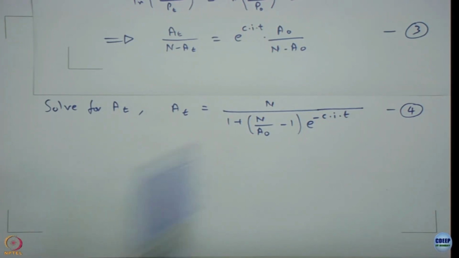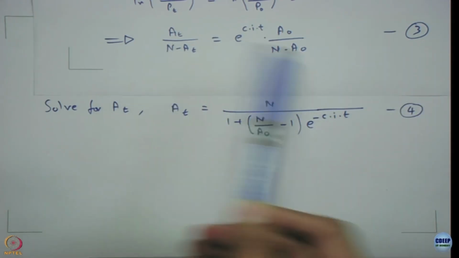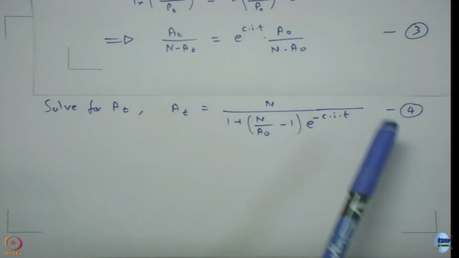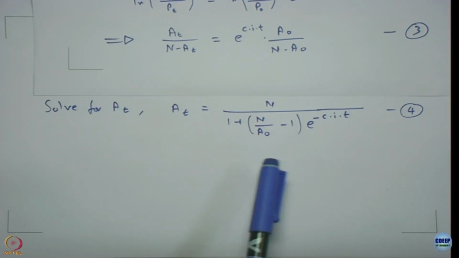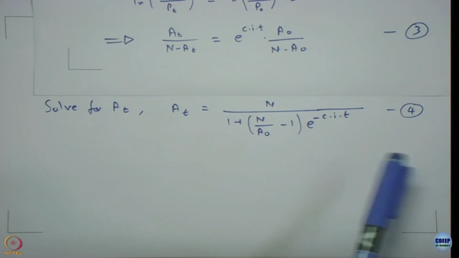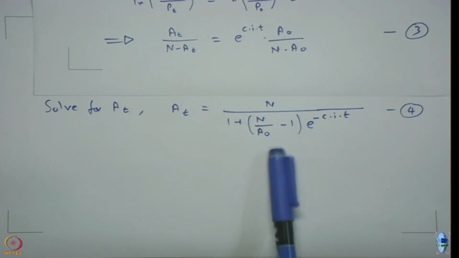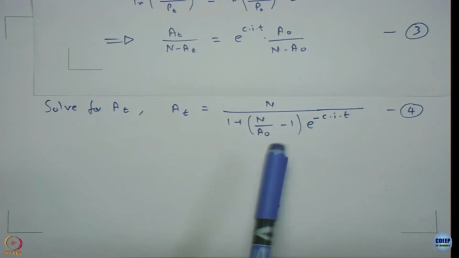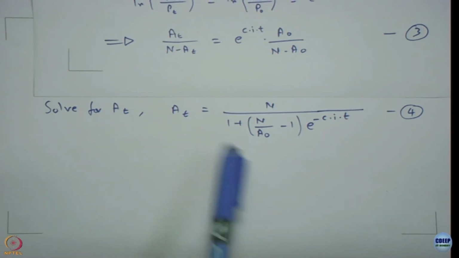So, from 3 I have AT and N minus AT, you can take N minus AT to the other side, multiply, take a common factor of AT, then divide it, and if you solve you will get this expression: AT is equal to N by 1 plus N by A naught minus 1 into e power minus C into I into t, where t is the time. So, in this equation, the initial value of adopters is required. If the initial value of adopters is 0, there is no diffusion happening. So, there has to be an initial value of adopters. As soon as the initial value of adopters is there, this equation will come into effect.